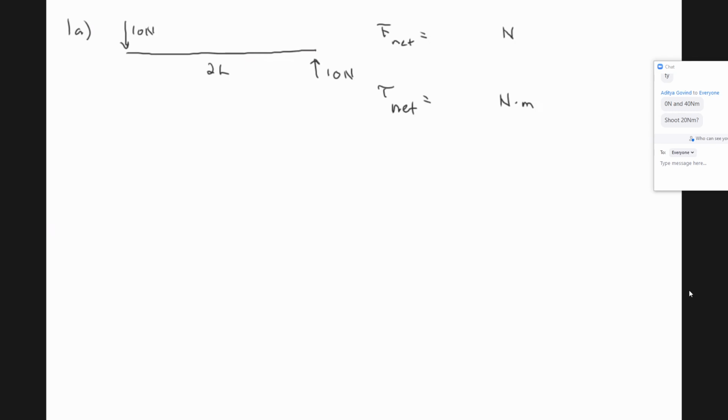So we have a downward force, which is -10, and an upward force, which is +10, right? So my net force should be 0 newtons.